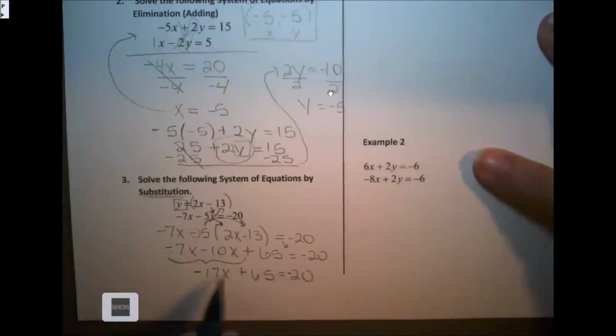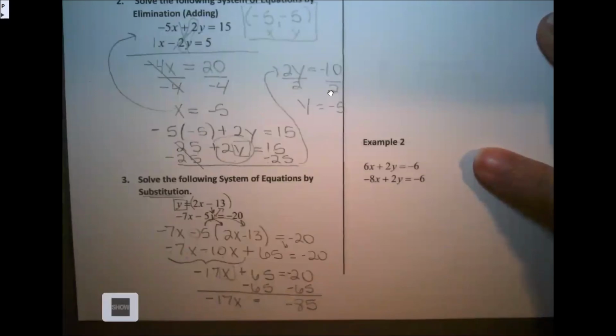Now again, we're trying to get the x by itself. So I'm going to move my 65 to the other side. So it's going to give me -65, -65. That gives me -17x equals, remember they're both negative, so you're actually just going to add. So 0 plus 5 is 5. 6 plus 2 is 8, so it's a negative 85.